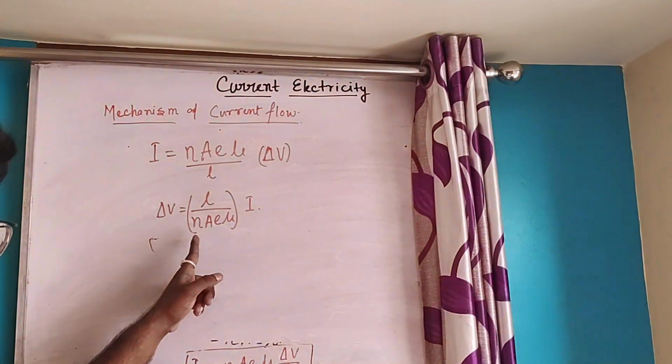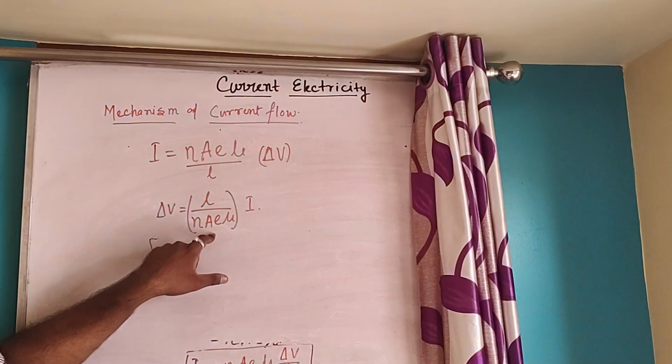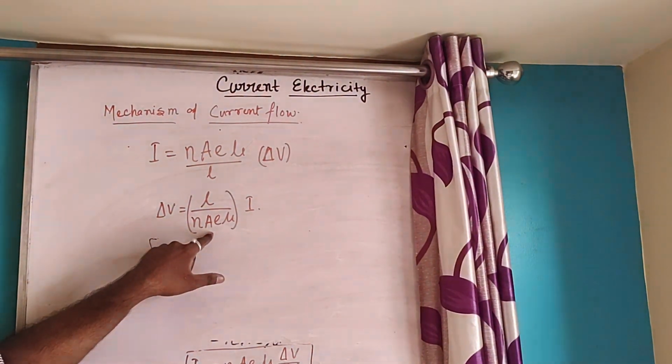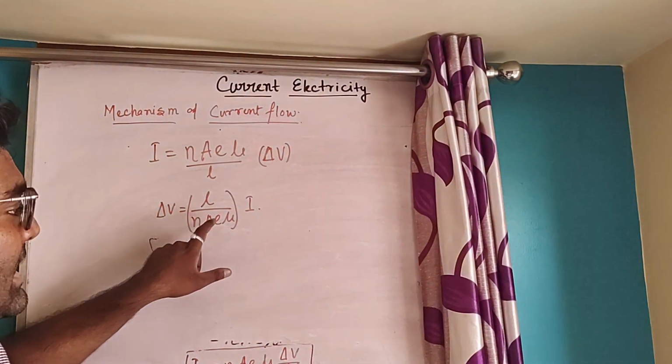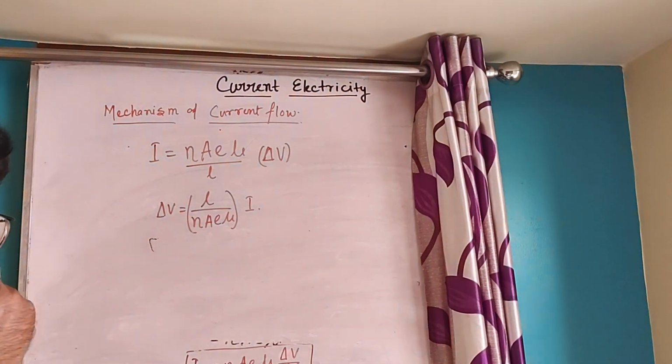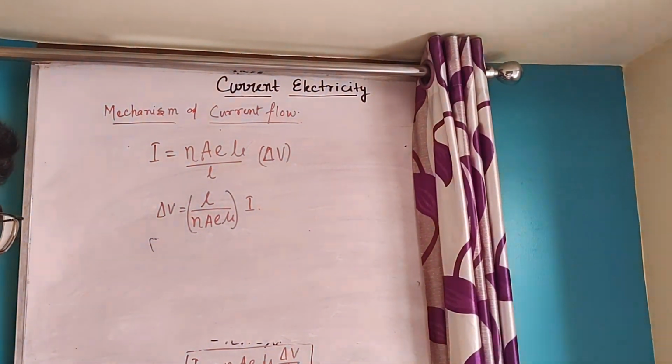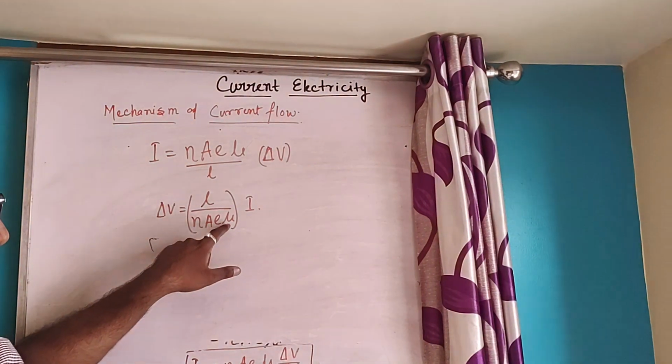So, number density will remain constant. Cross-sectional area is again a physical factor, it also remains constant. Electronic charge, obviously, will remain constant.